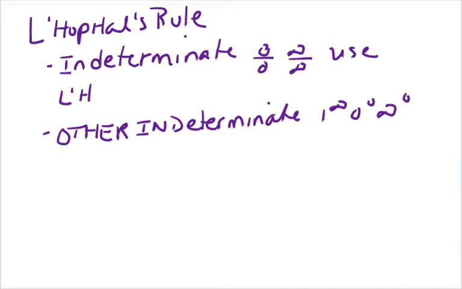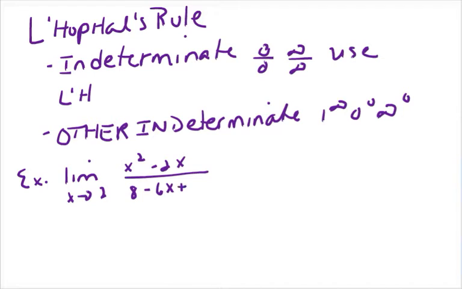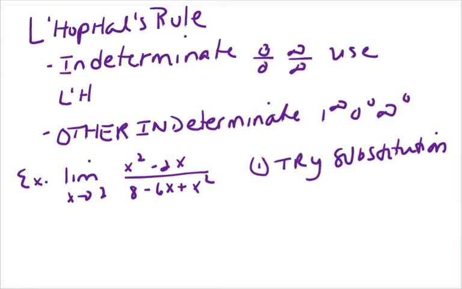Let's start with a simple one. You're asked to take the limit as x approaches 2 of this rational function. Like any limit, the first thing you always want to try is substitution. That's your first line of attack. Substitute and see what you get. If you get an answer, then your limit's solved. If you don't, you've got more work to do.